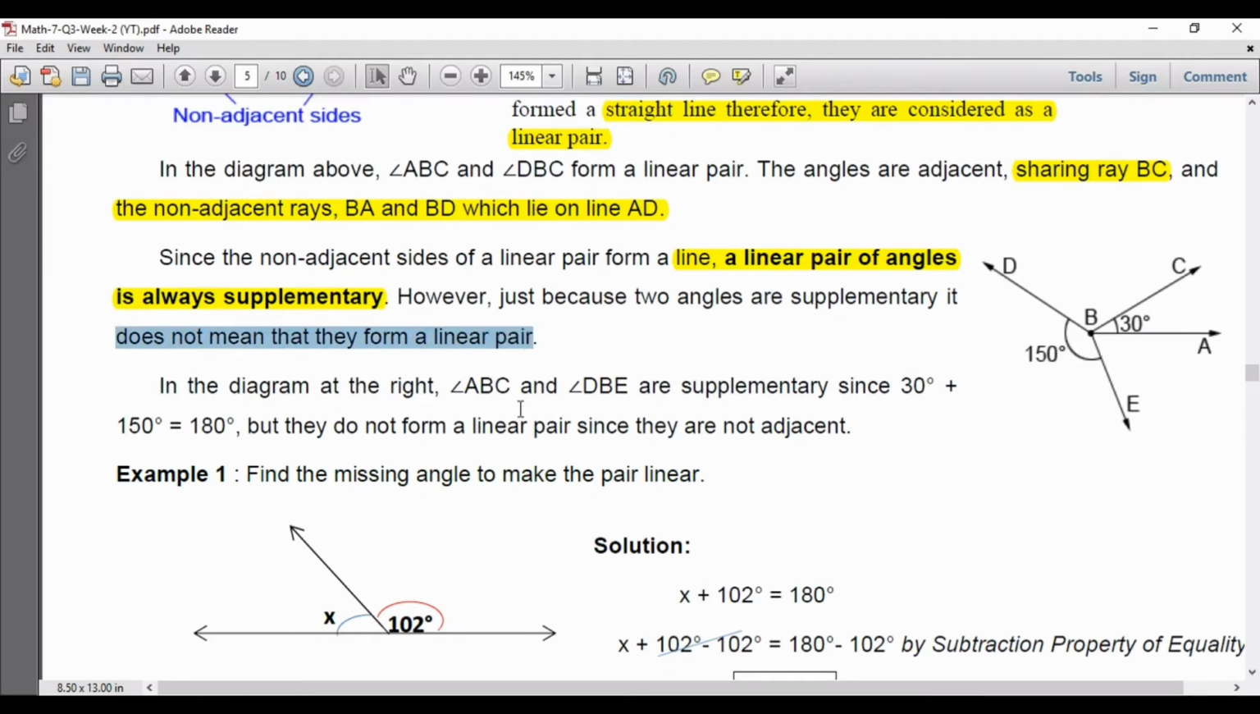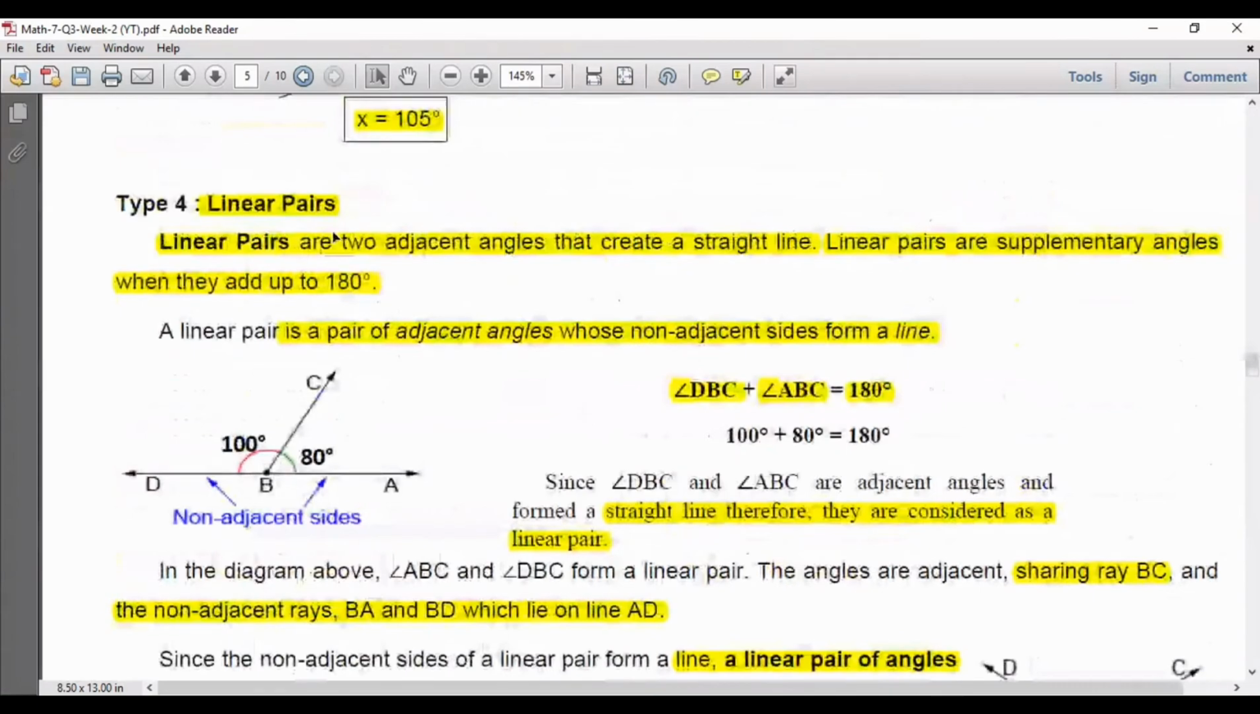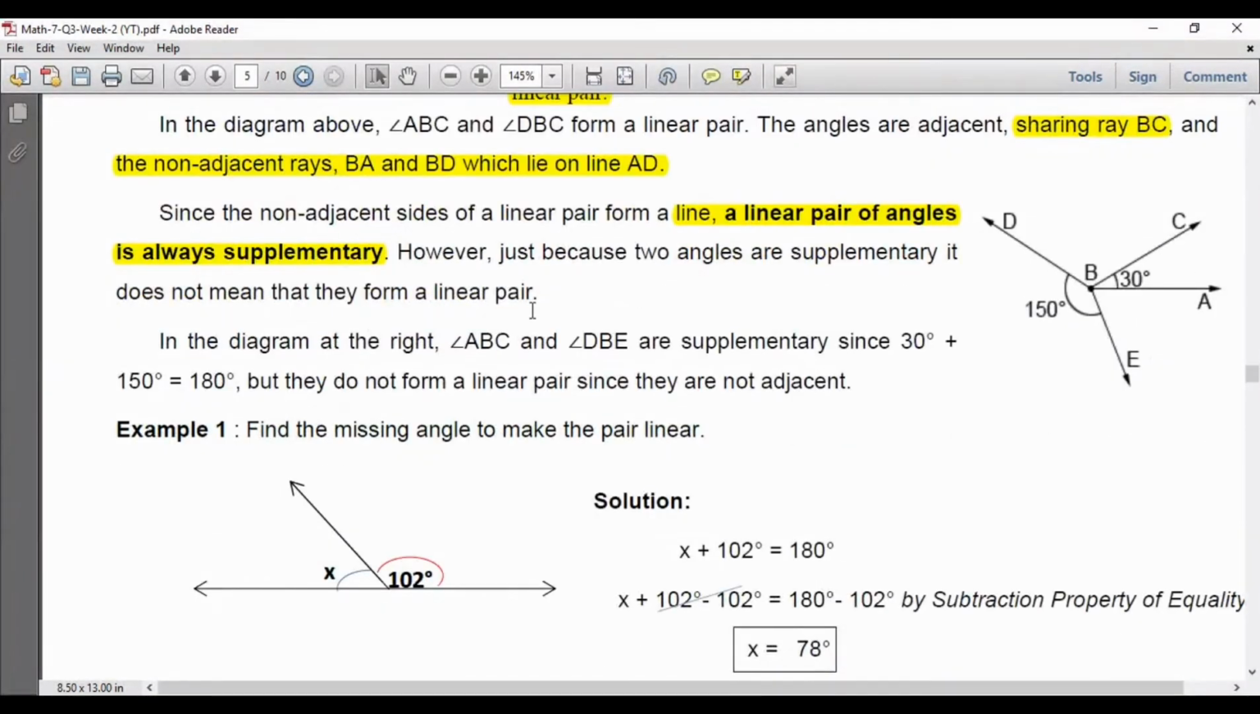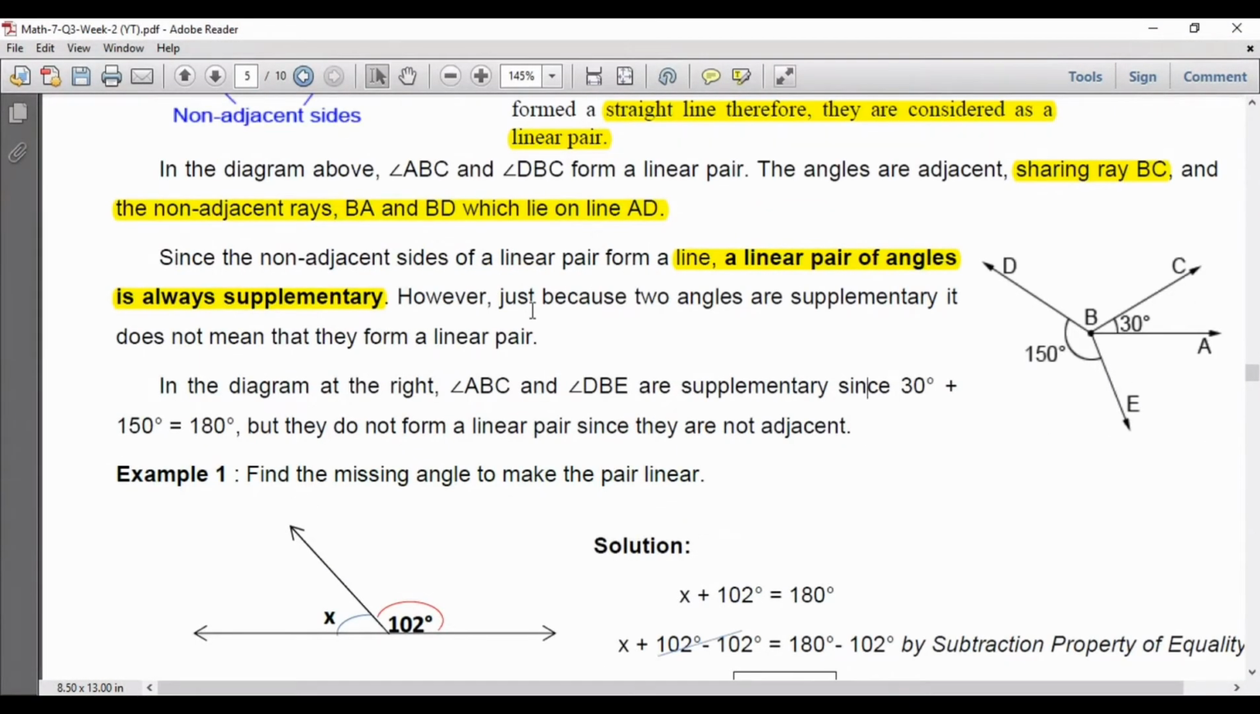Lilinaw dito, no? Hindi porket supplementary angles yon, does not mean that they form a linear pair. Kung supplementary angles sila, hindi ibig sabihin na they form a linear pair. Yun yung ibig sabihin nito. Kasi, ang supplementary angles pwedeng magkahiwalay. Ang sinasabi lang sa linear pair, magkatabi, at yung two non-adjacent sides nila form a straight line.